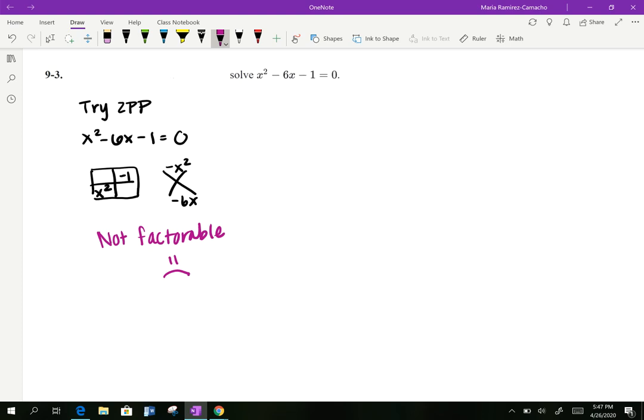But because this is a new chapter, we have a new method for solving quadratics that result in this, okay? Before we would just say, oh, well, not factorable, we can't do anything. But this new method that we're going to use to be able to solve for x is called completing the square. And I'm going to walk you through it. Completing the square. Okay, let's take our quadratic.